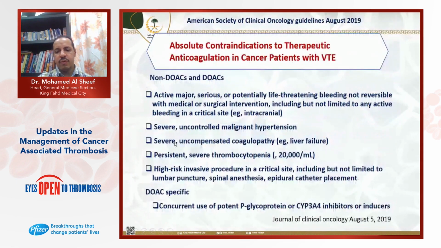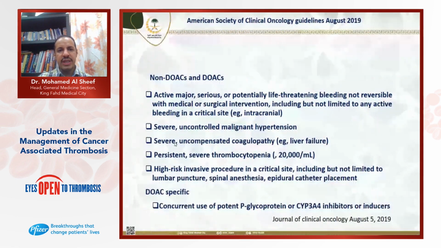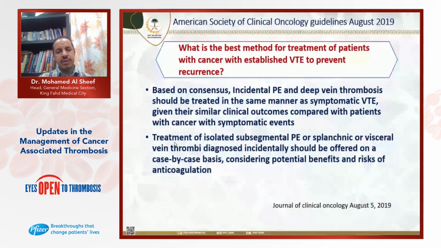What you need to do for a patient with incidental PE: like a patient presents with cancer, and you perform a staging CT, and you find incidental asymptomatic PE or incidental asymptomatic DVT. Should you treat? They should be treated in the same manner as symptomatic VTE, given their similar clinical outcomes compared with patients with cancer with symptomatic VTE. So that is the guideline. They recommend treatment of these patients.